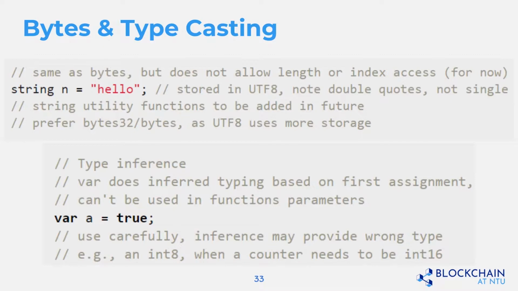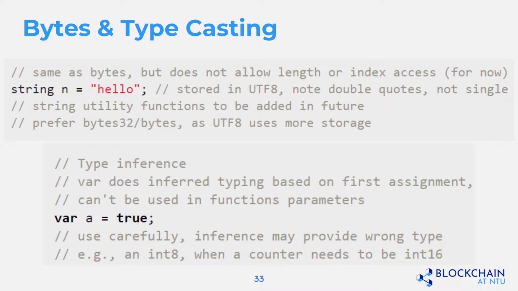Okay, so for strings, you use quotation marks to enclose them. So string n equals open quote, hello, close quote. Now strings are much more expensive as compared to bytes. So when possible, try to use bytes in your code instead of string.